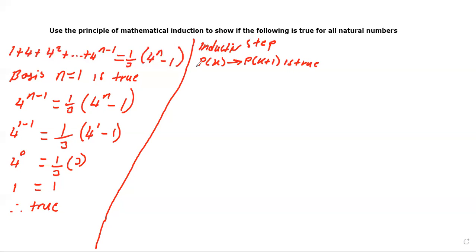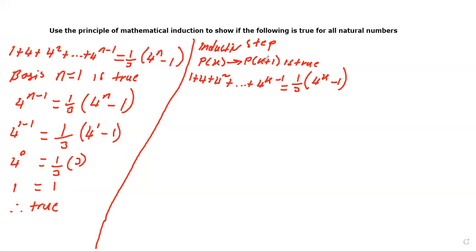All right. So first of all, we're going to rewrite the question in terms of k. So wherever you see n, we're going to put k. So 1 plus 4 plus 4 squared plus ... plus 4 to the k minus 1 is equal to 1 over 3 times 4 to the k minus 1. All right. That will be P of k.